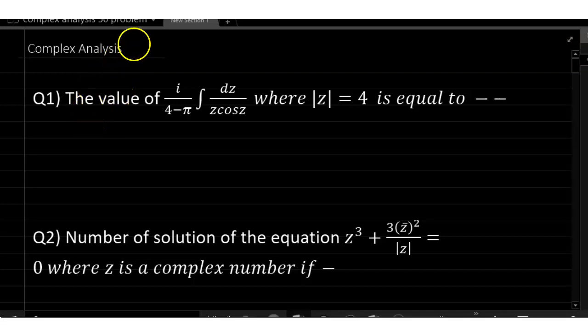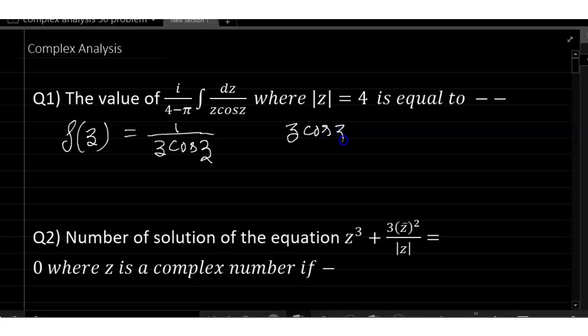Today's discussion is a complex analysis problem. The value of I = ∫ dz / (z cos z) over |z| = 4 is equal to this. So my f(z) is 1/(z cos z). Setting z cos z equal to 0, that implies z = 0, otherwise cos z = 0.